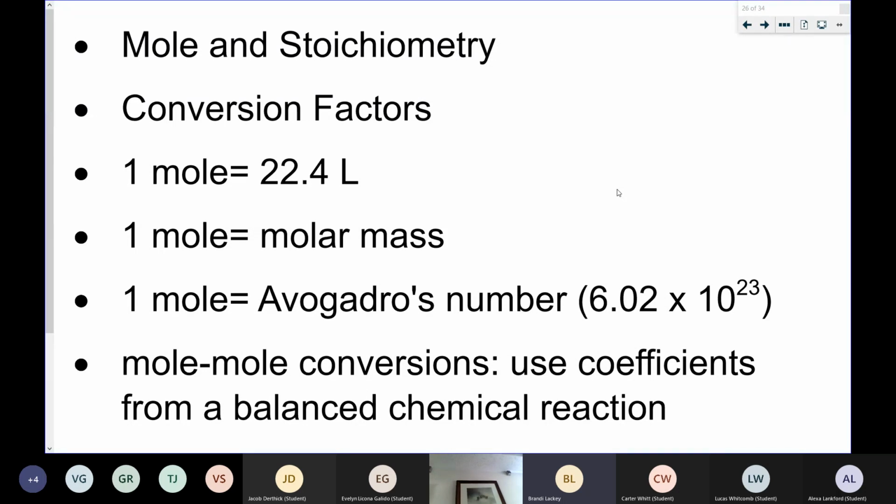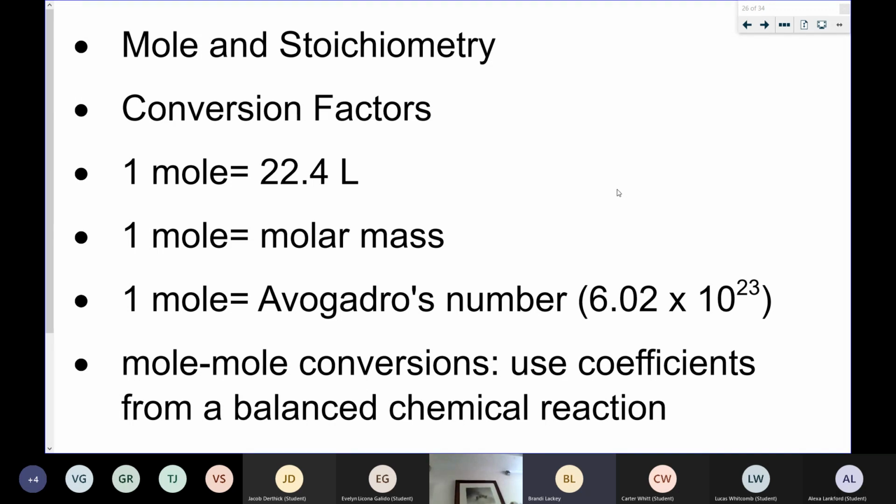So with mole and stoichiometry, remember we had certain conversion factors that we could use. So for gases, we had that 1 mole is equal to 22.4 liters. Remember that value is on the front of your reference sheet. The front page, that very first table, it's at the bottom of that first table. 1 mole is also equal to the molar mass of whatever that substance is. So remember, molar mass we get from adding the masses on the periodic table together.